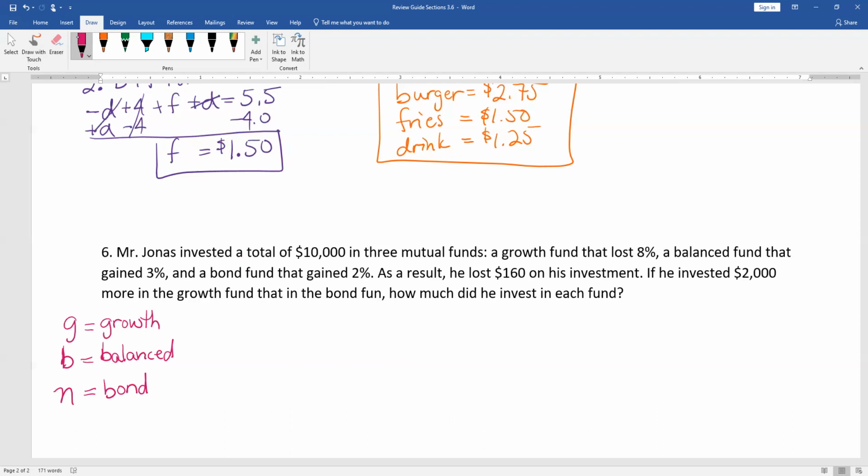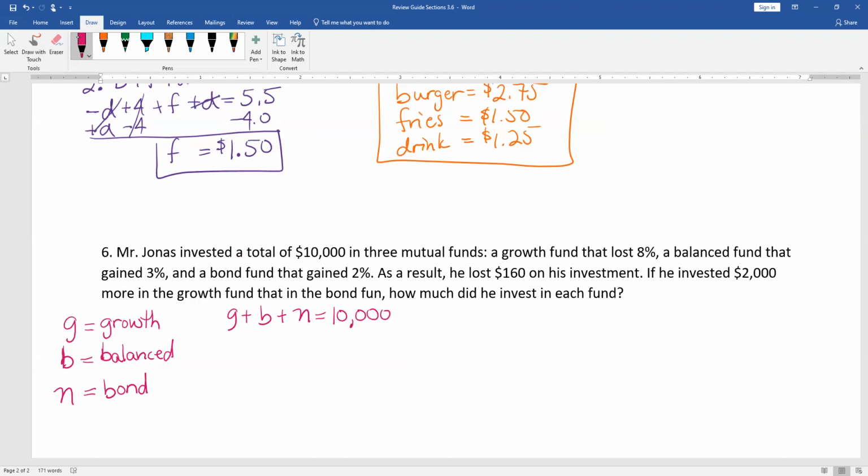So we can write an equation that explains the money. We know that the money he invested in the growth account plus the money he invested in the balanced account plus the money he invested in the bonds account equals $10,000. There's one equation right there.